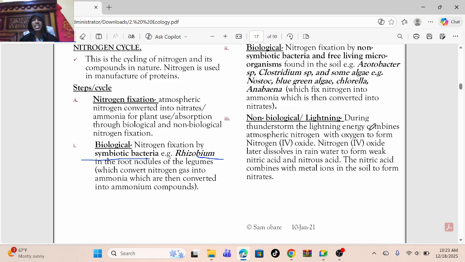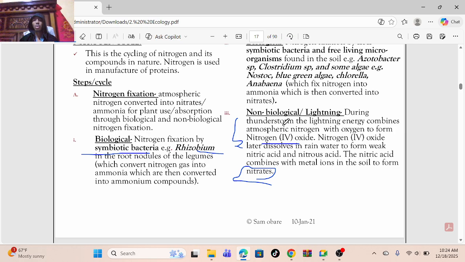The lightning energy combines in the atmosphere nitrogen with oxygen to form nitrogen oxide. Nitrogen oxide later dissolves in the rainwater to form nitric acid and nitrous acid. The nitric acid combines with metal ions in the soil to form nitrate. So I have not seen them asking how this is formed.